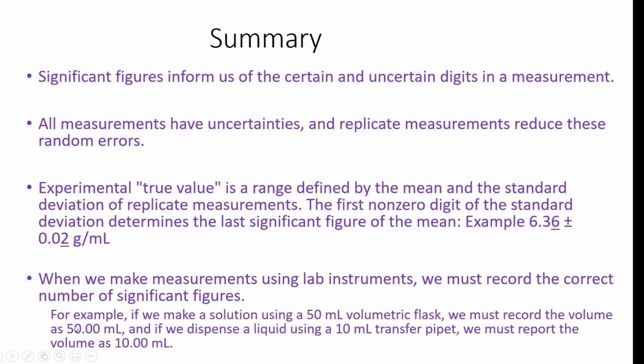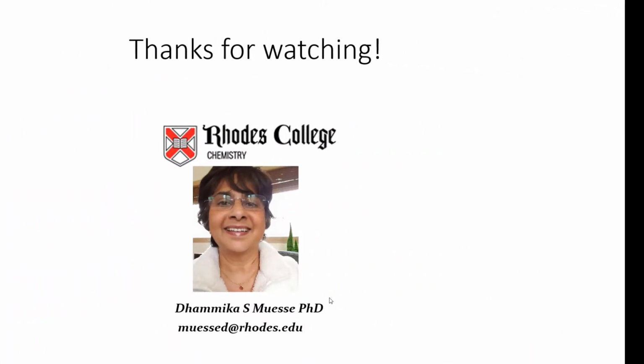For example, if we make a solution using a 50 ml volumetric flask, we must record the volume as 50.00 milliliters. And if we dispense a liquid using a 10 milliliter transfer pipette, we must report the volume as 10.00 milliliters.